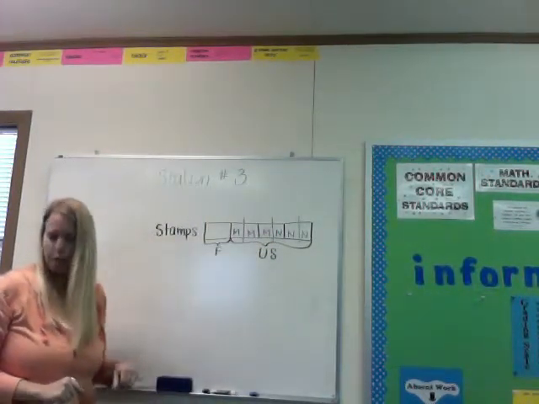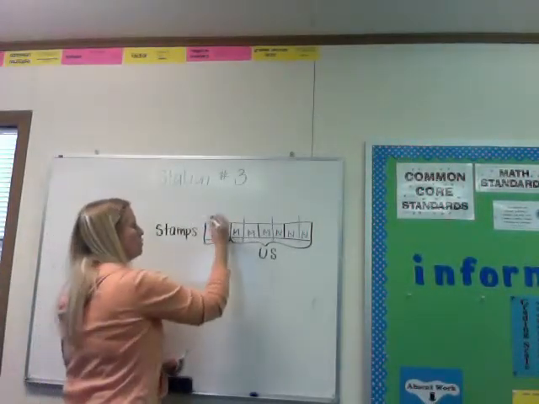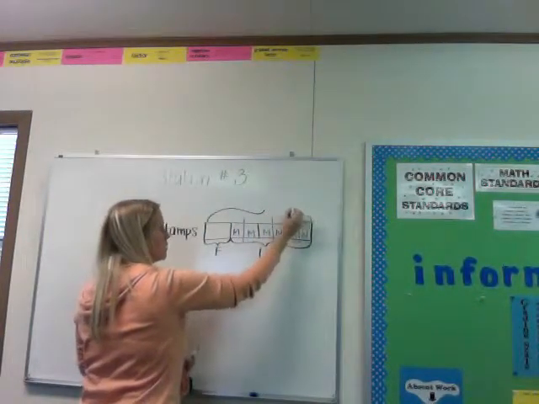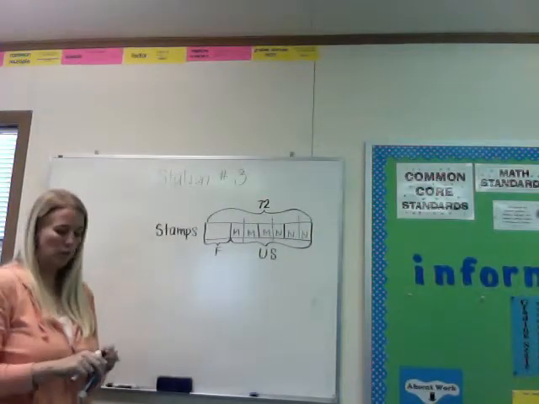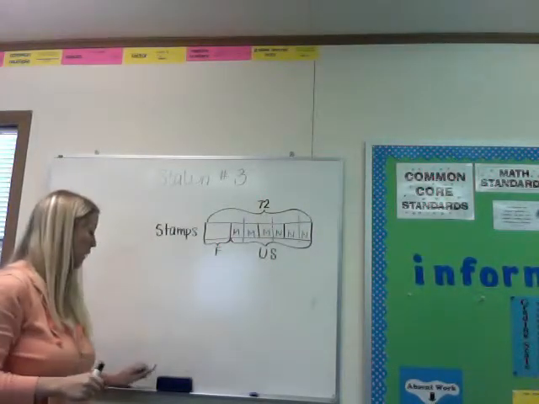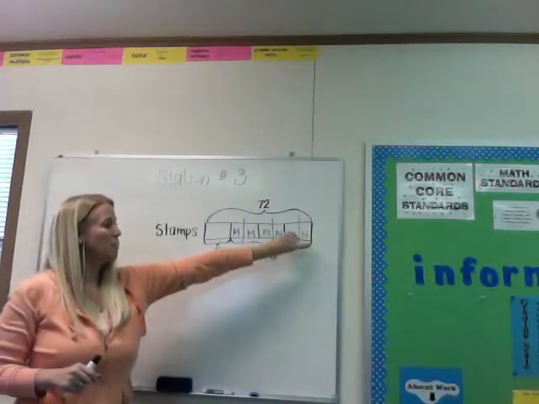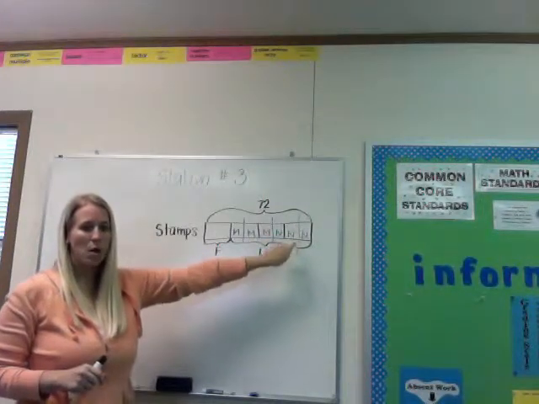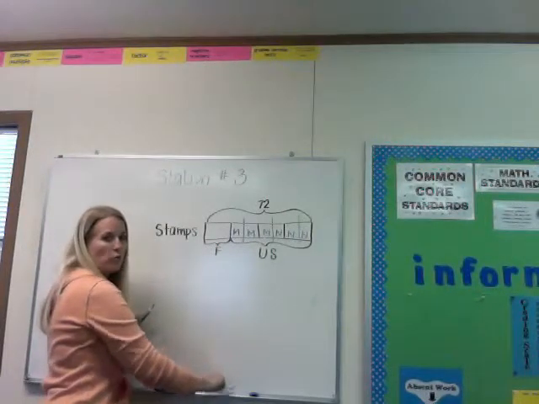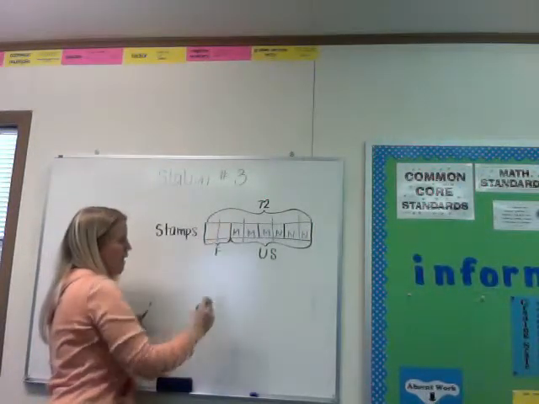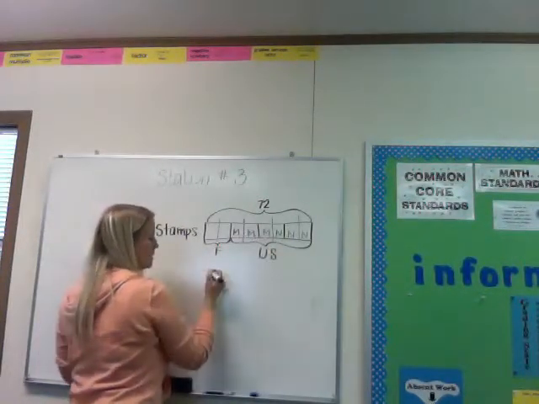Now it says, if Lucille has 72 stamps all together, so all together, Lucille has 72 stamps. That's her total number of stamps. How many stamps is Nadia going to get from Lucille? Now, we need to look back at this foreign section. Because I have taken these black boxes and I have split them all in half, I need to do the same thing over here with my black foreign box. It also needs to be split in half. So I have 72 total stamps.